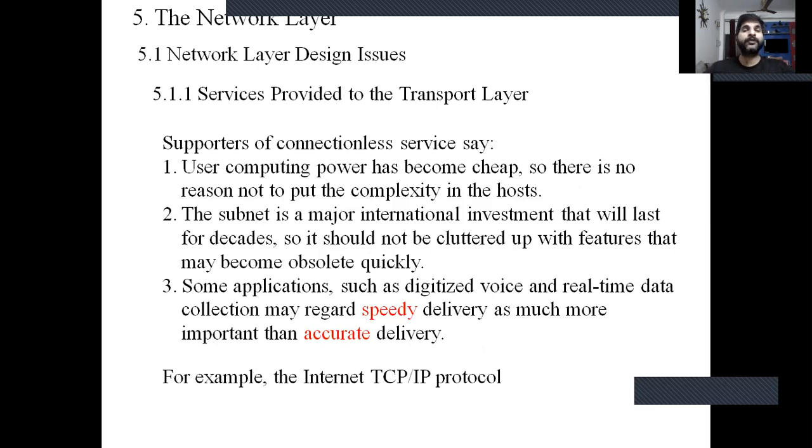Next, the service provided to the transport layer supporting connectionless service. First, user computing power has become cheap, so there is no reason not to put the complexity in the host. Second, the subnet is a major international investment that will last for decades, so it should not be cluttered up with features that may become obsolete quickly. And some applications such as digitized voice and real-time data collection may regard speedy delivery as more important than accuracy. For example, the Internet TCP/IP protocol.